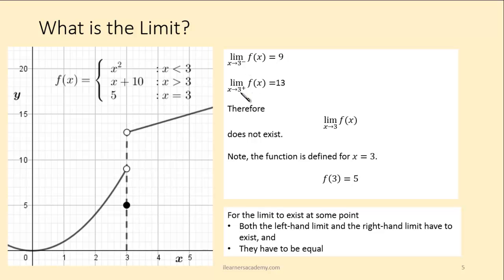So we have that the limit as x approaches 3 from the left is 9, the limit as x approaches 3 from the right is 13, therefore the limit as x approaches 3 for this particular function does not exist, because for the limit to exist, the left-hand limit has to exist, the right-hand limit has to exist, and they both have to be equal. Note in this case that even though the limit as x approaches 3 does not exist, the function is defined for x equal 3. f of 3 is 5.